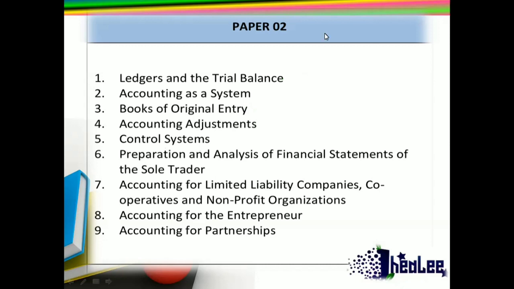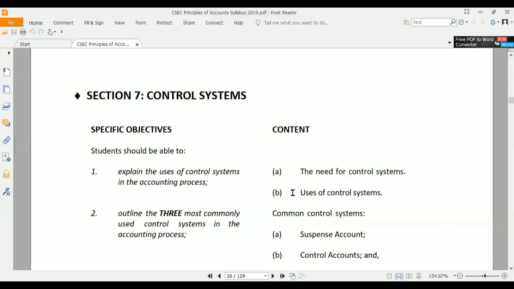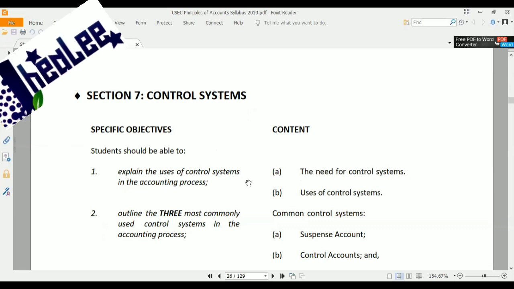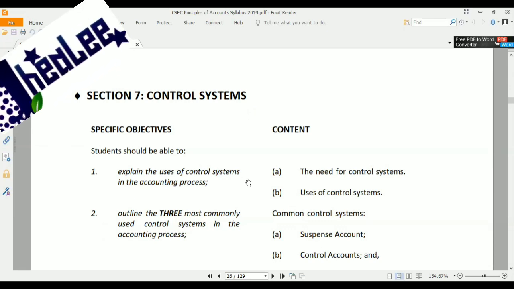So we're going to start with the control systems. And when we talk about the control systems, you're talking about your suspense account, your control account, your bank reconciliation account, and the errors, of course. So number 1, explain the uses of the control systems. You need to know the need for control systems. What are the uses of that?